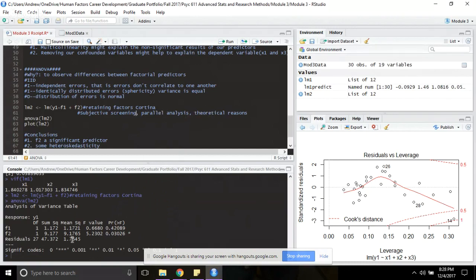So like there might be a theory already established that F2 is the cause or the reason for Y1, or the effect of Y1. And F1 would then be dropped for theoretical reasons, besides the fact that it is not significant.